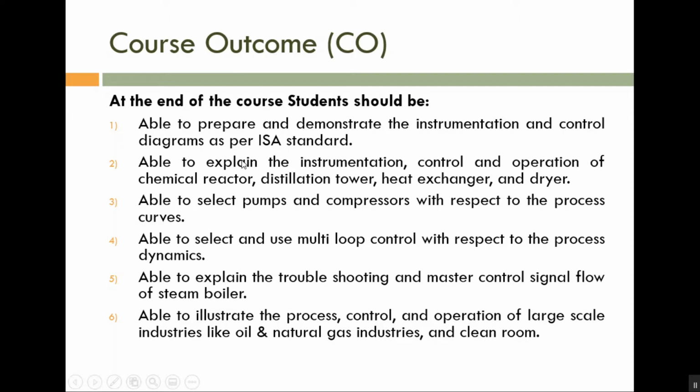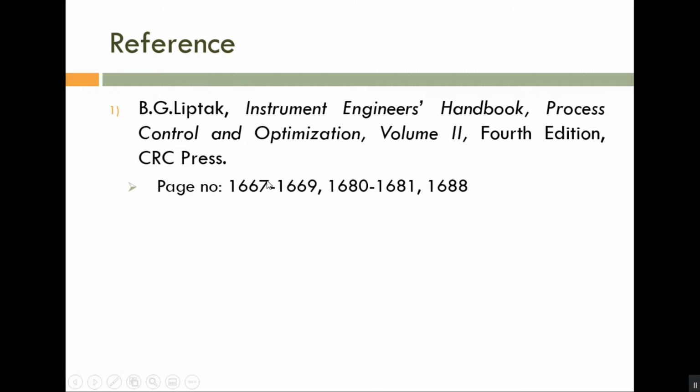Okay, so now we are going to start the second course outcome, that is, to be able to explain the instrumentation, instrumentation control and operation of chemical reactor, distillation tower, heat exchanger, dryer. That is the remaining first module topics and the second module. Again I am following the same textbook, B.G. Liptak, Instrument Engineers' Handbook, Process Control and Optimization, Volume 2, 4th edition. Now it is not CRC Press, it has changed, but I am following the same page numbers. Please note it.